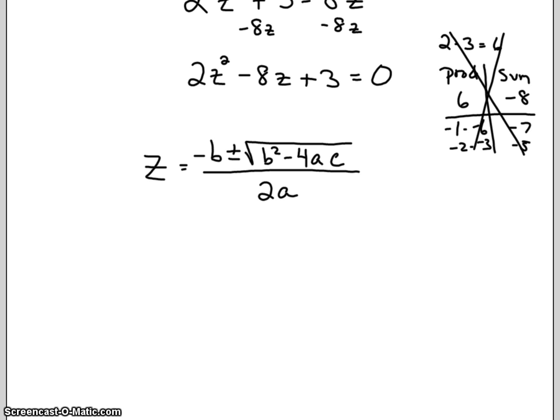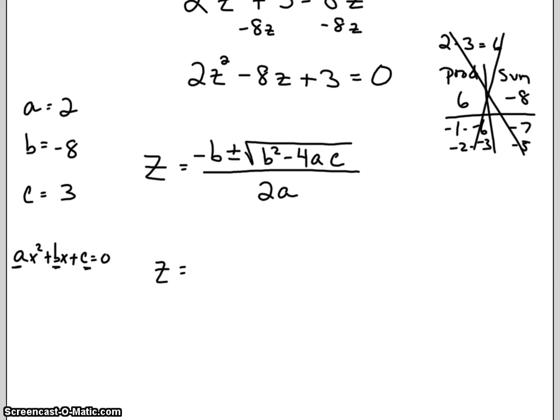So we just want to find out what a, b, and c are. And it goes back to this statement I made before, talking about standard form. Standard form is ax squared plus bx plus c equals 0. So there's your a, there's your b, and there's your c. So in our problem, a is 2, b is negative 8, and c is 3. Okay, so you have to have your quadratic equation in standard form in order to use the quadratic formula.